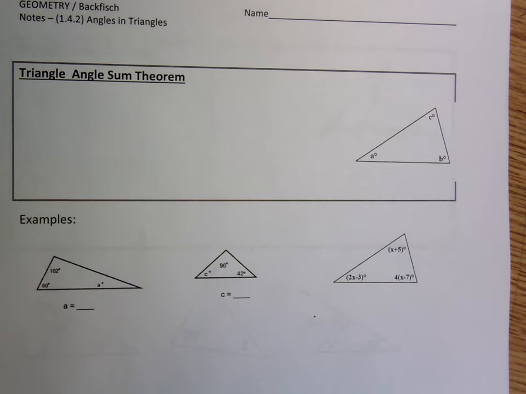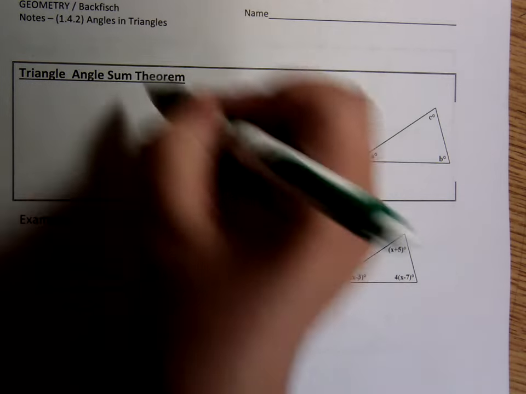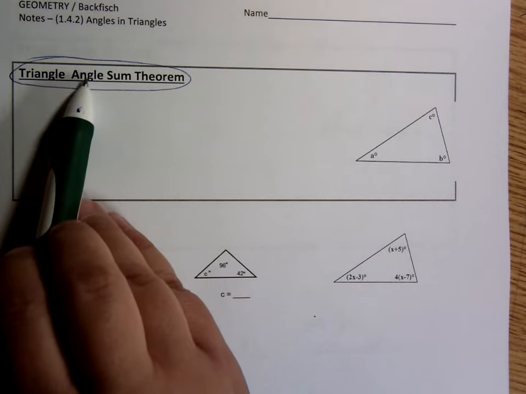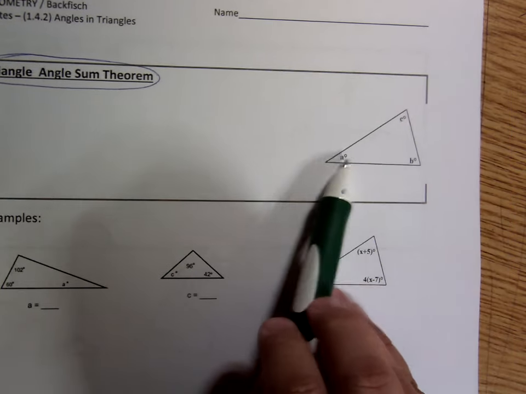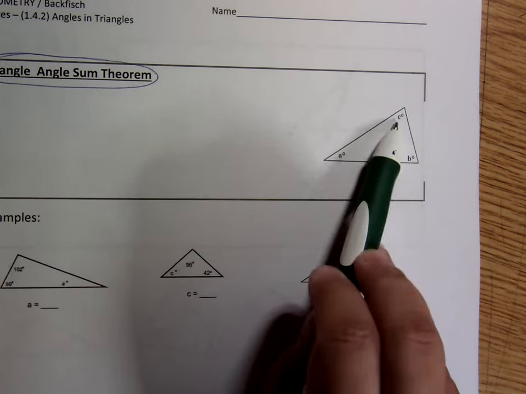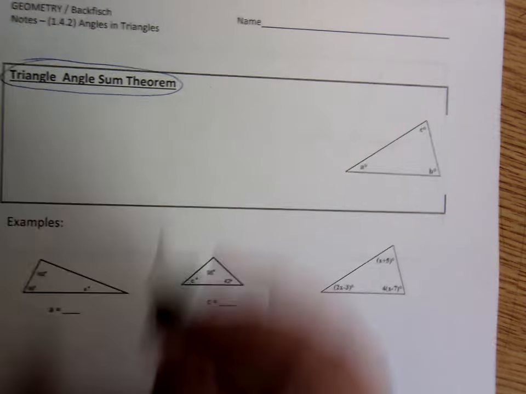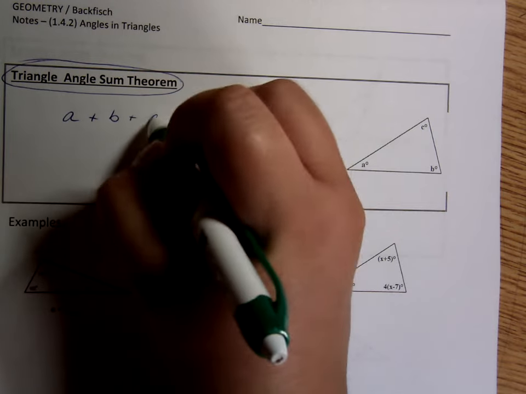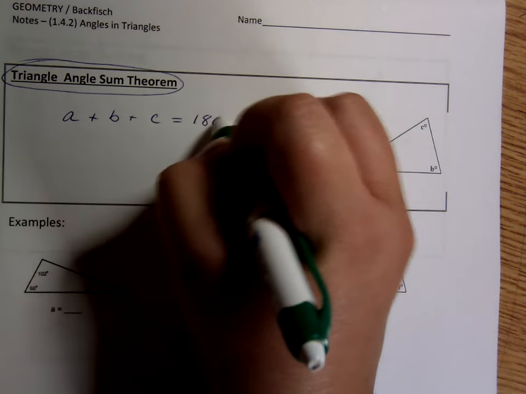There are basically 5 things in this lesson to learn about triangles. The first one is the triangle angle sum theorem. Sometimes it's just called the triangle sum theorem. Sometimes we leave out the word angle. It basically says if you have a triangle and the angles are A, B, and C degrees, those are the measures of the angles, then A plus B plus C equals 180.